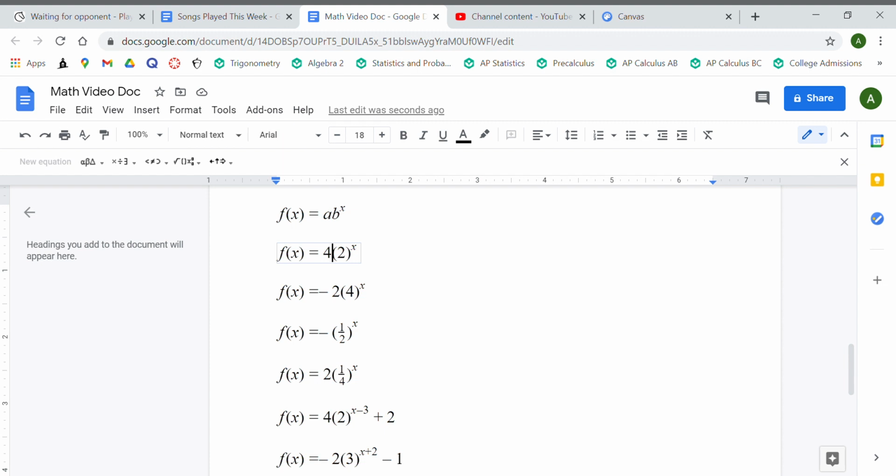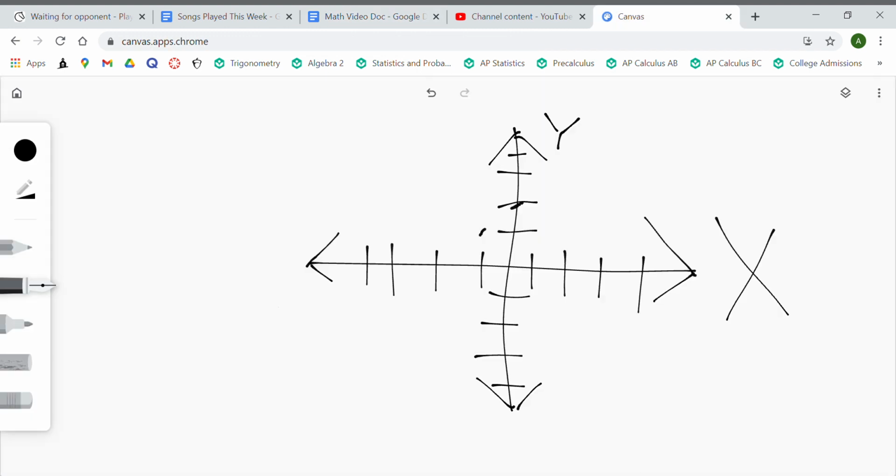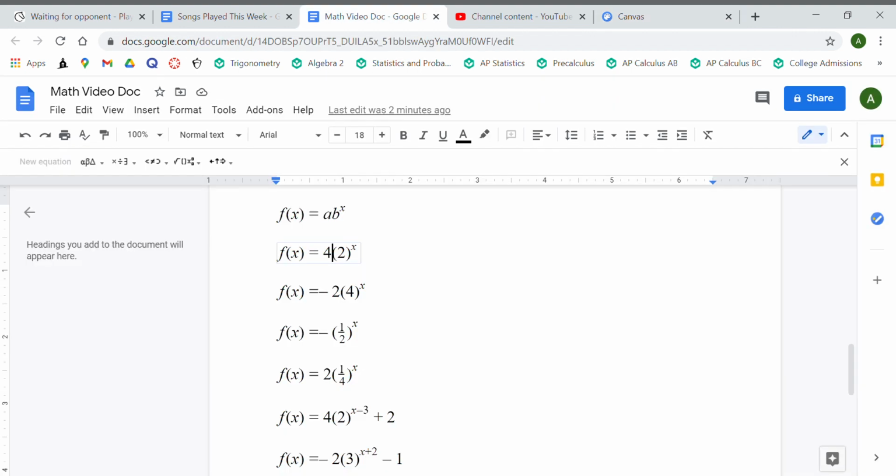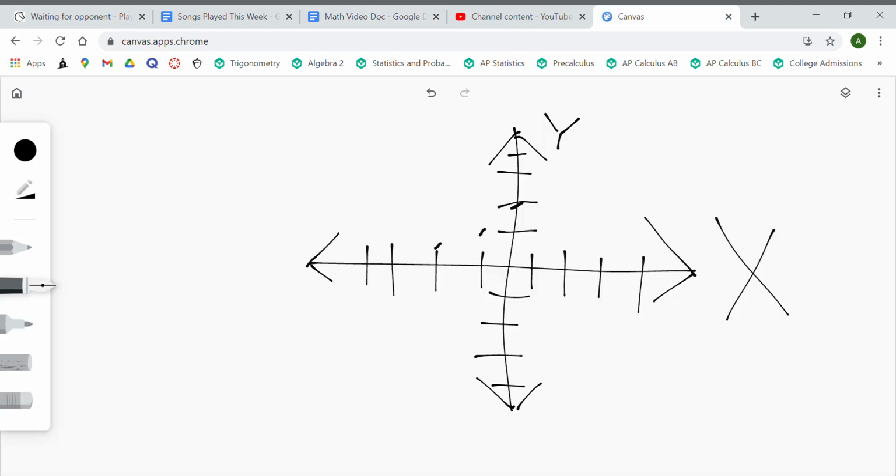We're going to do it again. We're going to use negative 2. So 2 to the power of negative 2 is 1/4. Multiply it by 4, you get 1. And then let's see if we can add a couple more points here. Okay. So 2 to the power of 1 is 2. Multiply by 4 to get 8. And now we draw our graph.